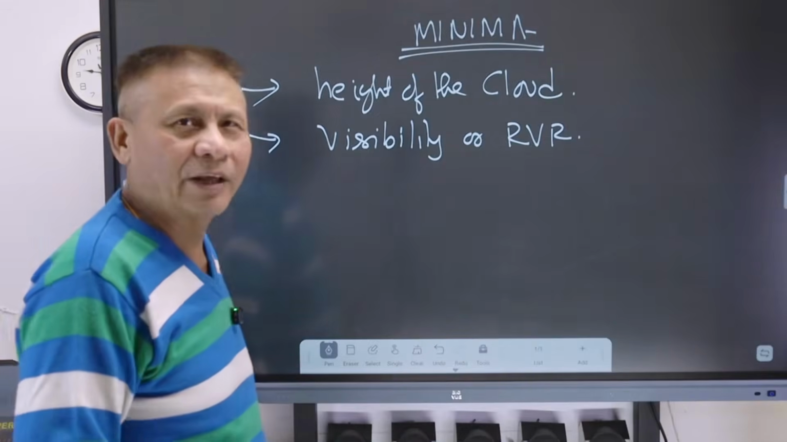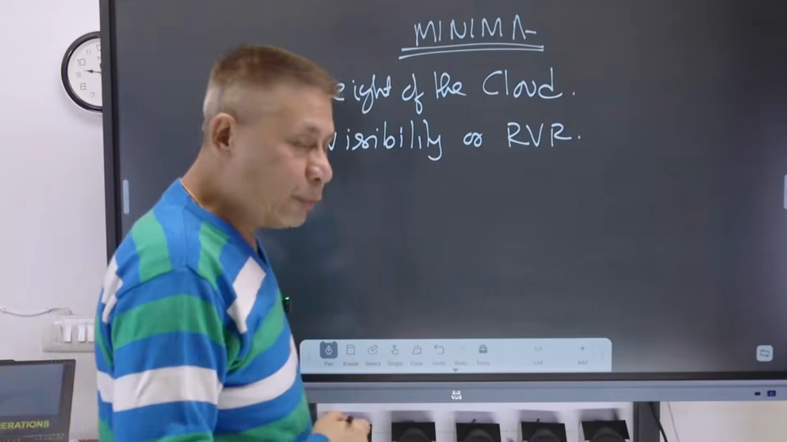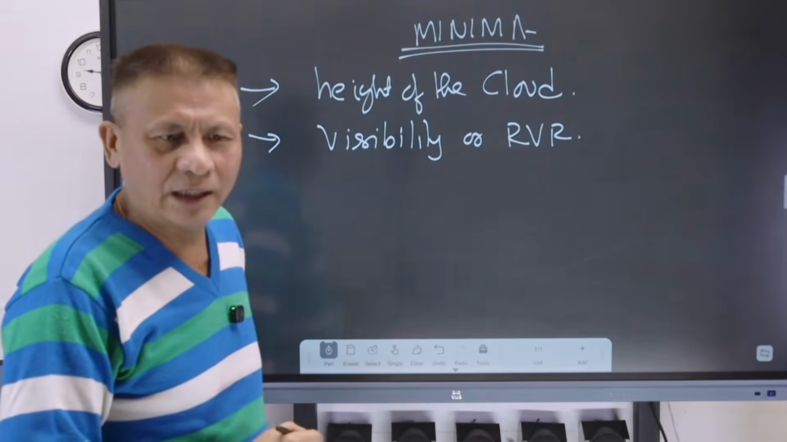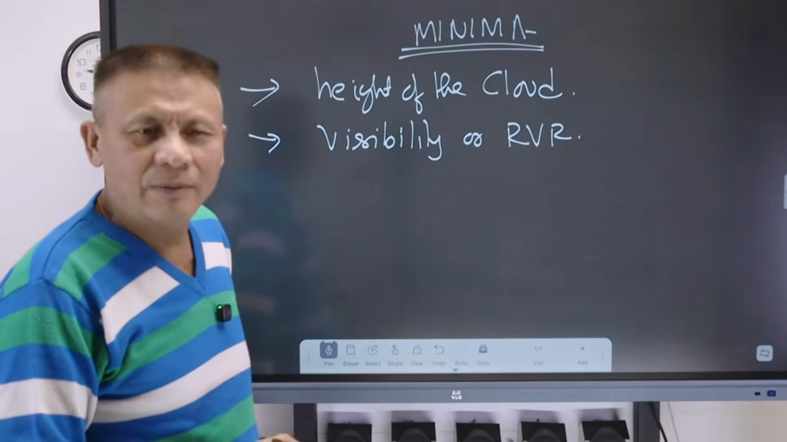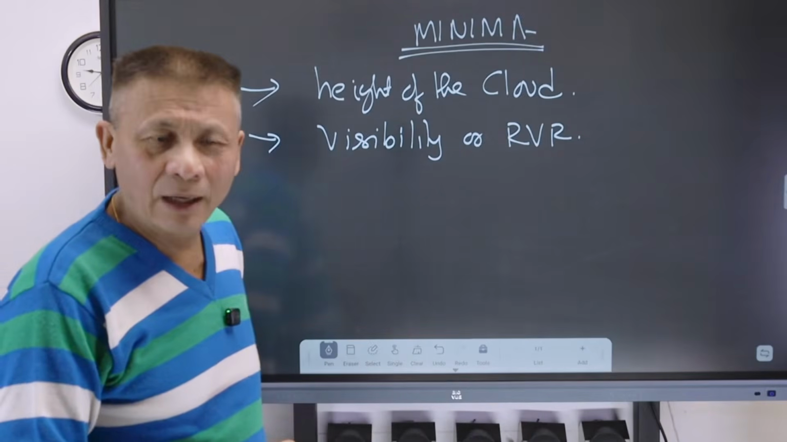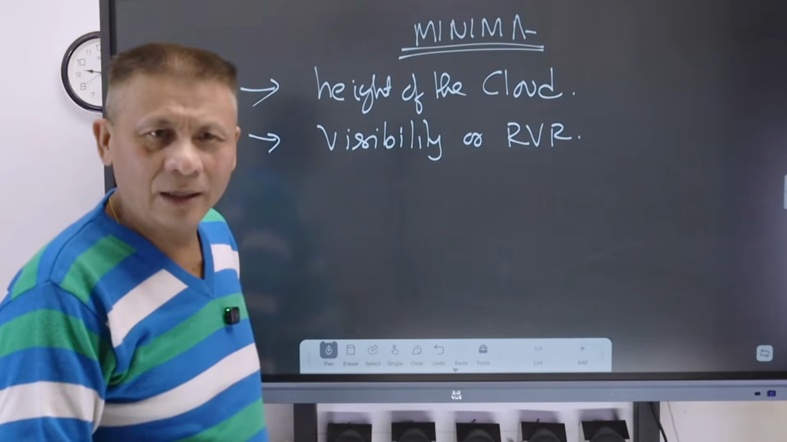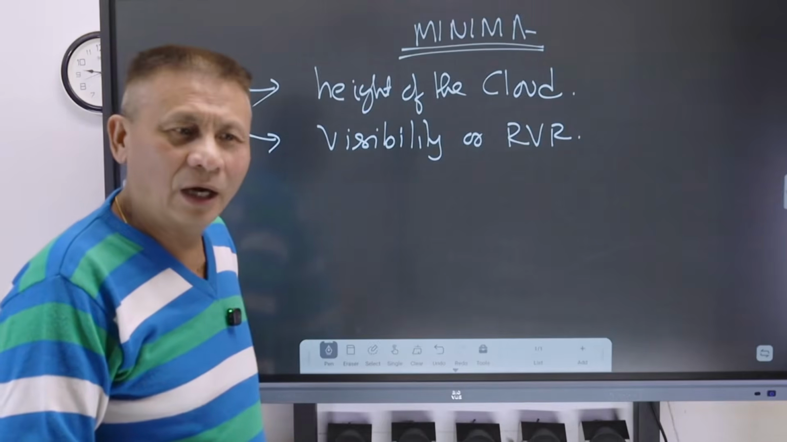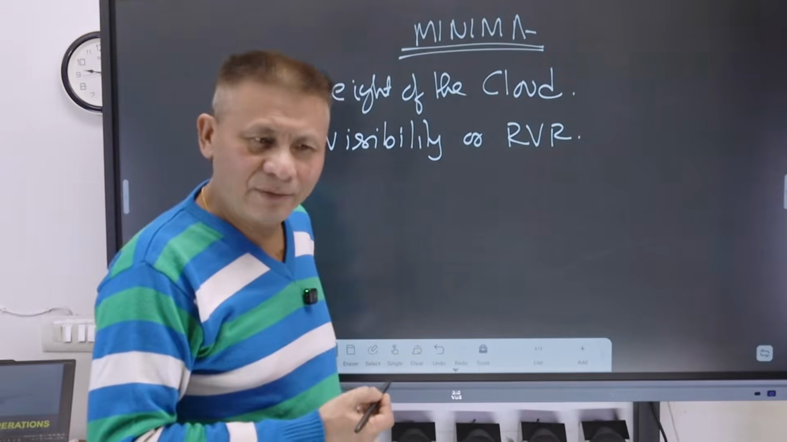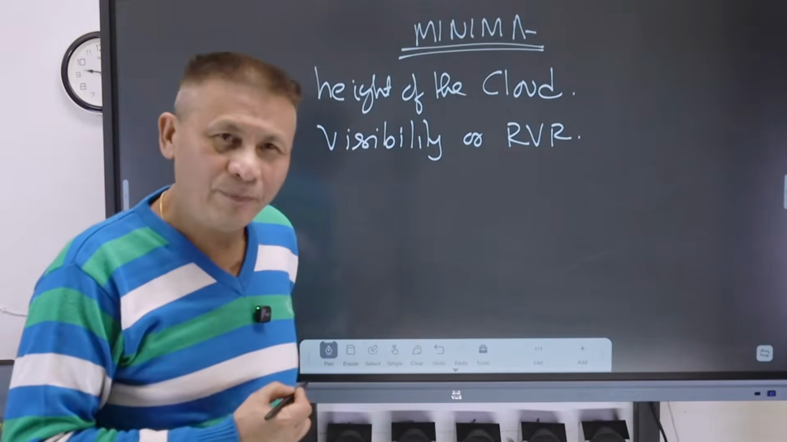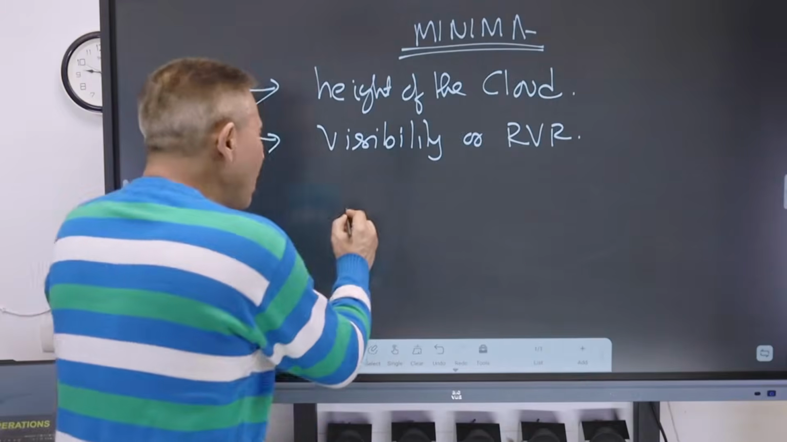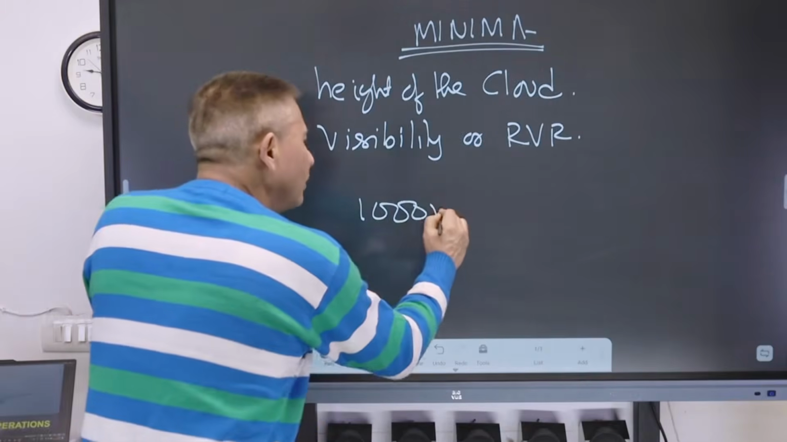What is the significance of this minima? When you see a particular chart, the way I explained in my last class, every chart will have a printed minima in terms of RVR, depending upon the different categories of aircraft and the different lighting systems which are available on that particular runway. For example, the minima printed is 1000 meters.